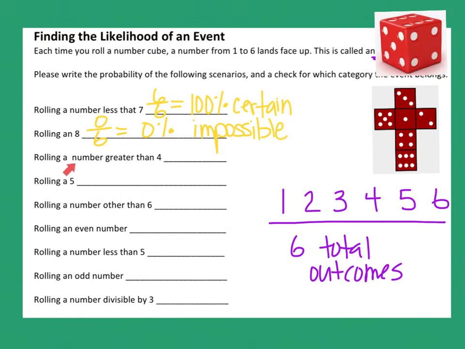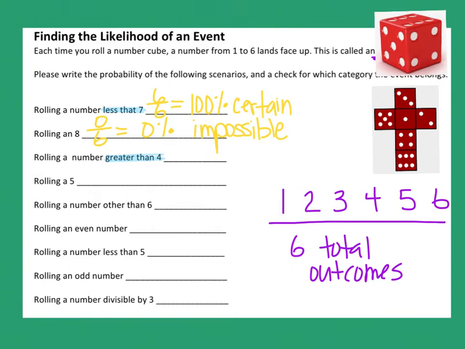The next one says I want to roll a number greater than 4. You have to look really careful because greater than 4 does not mean you can include 4. Okay? And this other one up here was less than 7. The numbers that are greater than 4 would only be the 5 and the 6. So that's 2 numbers out of all 6.